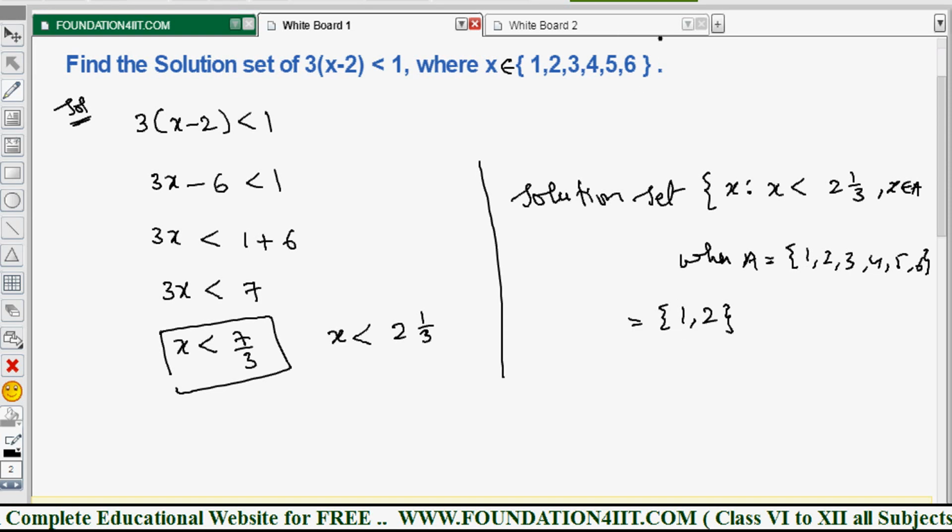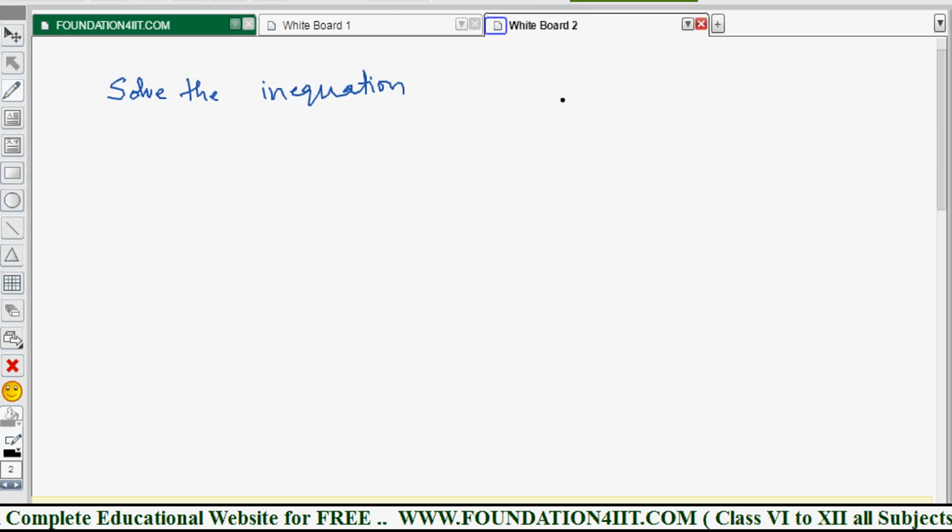Let us see one more problem, and how to represent it. First we'll solve the inequation, then I'll show you how to represent it on the number line. Let me take one more inequation: minus 3 less than minus 1 by 2 minus 2x by 3, less than or equal to 5 by 6. But x belongs to real numbers in this case. First let us solve. Here the first 2 and last 2 we should take separately. So for this we can do it in two cases.